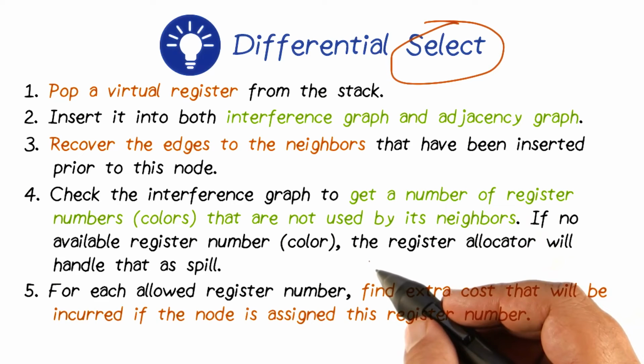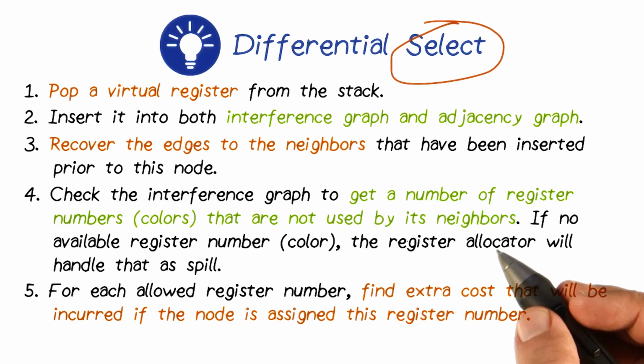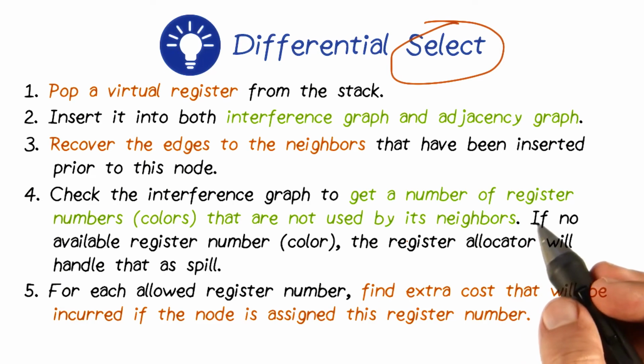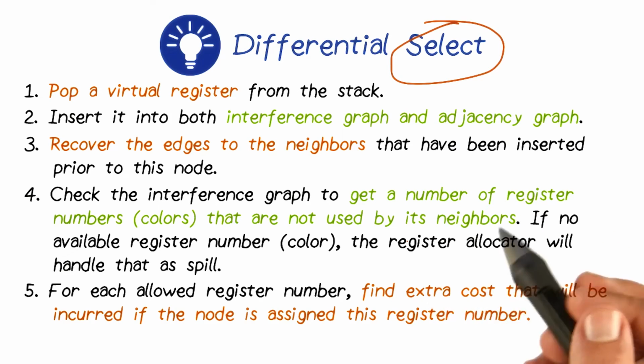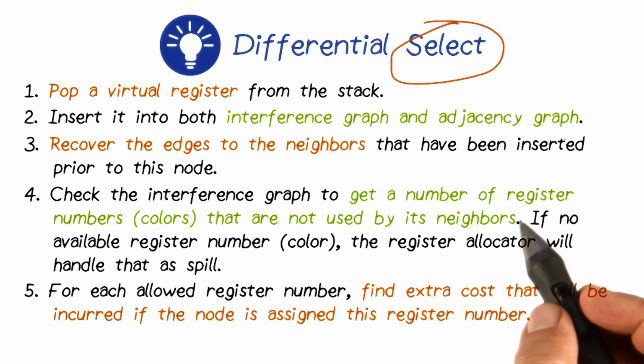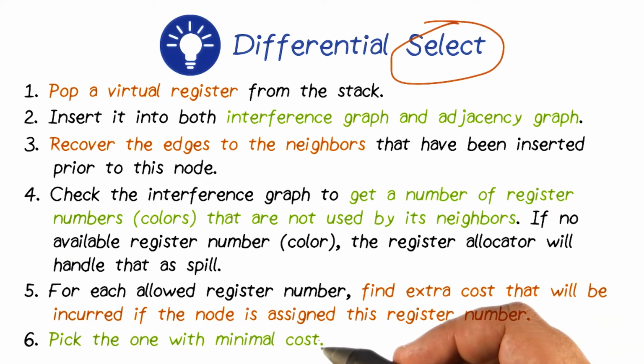And then for each of the allowed colors or register numbers, we find the extra cost that will be incurred if the edge is assigned with this given register number, especially in terms of the adjacency graph. So we'll find that if we have to give this particular color, it will lead to such and such transitions in the adjacency graph. And if we cannot cover those transitions, then there will be a cost associated with those. And that is the cost of this particular color. And then, obviously, we'll pick the one which has the minimal access cost, wherein most of the transitions to this particular color can be now covered by differential encoding. That is the particular motivation here, and that's why we pick the one which has the minimal cost.